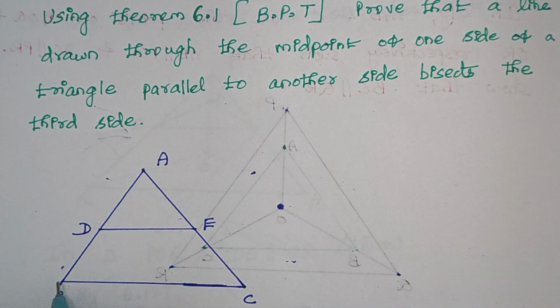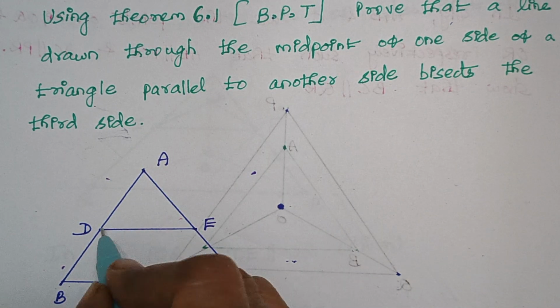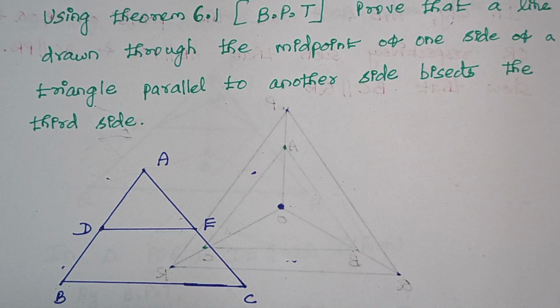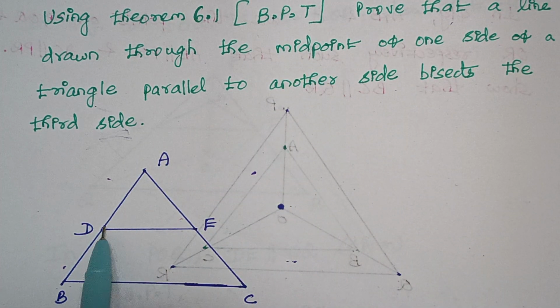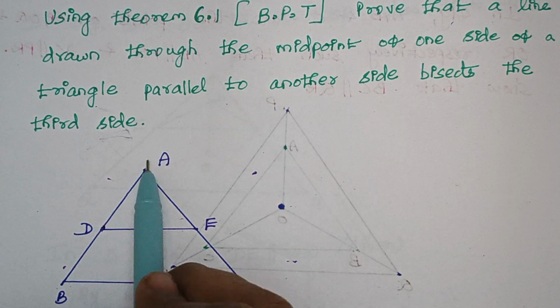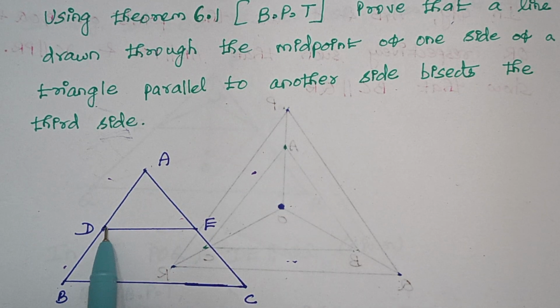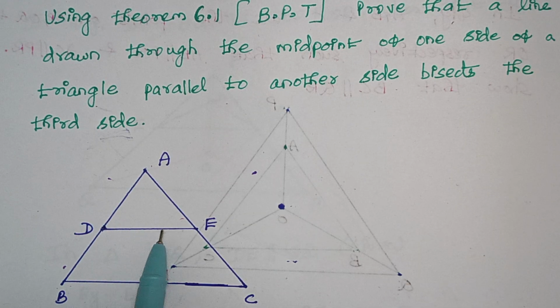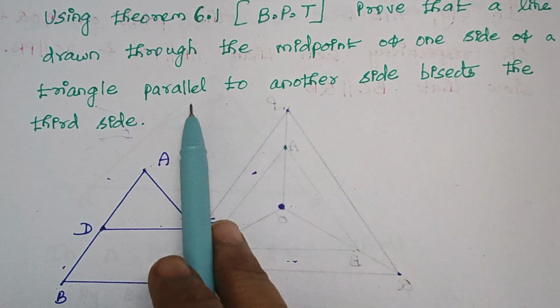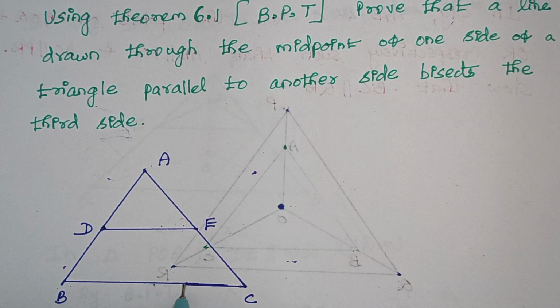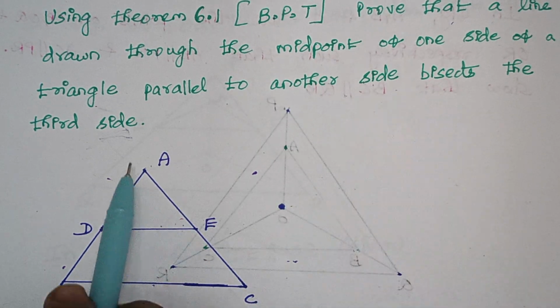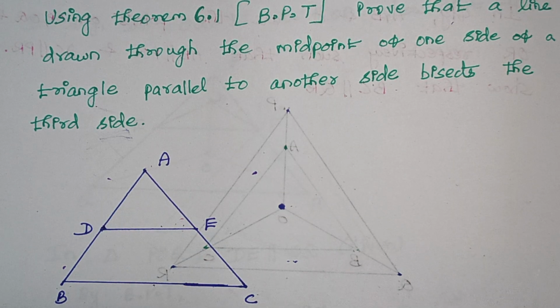Let the triangle be ABC and D is the midpoint of AB. Now a line drawn through the midpoint, this is the line which is drawn through the midpoint of one side of the triangle. And this line is parallel to another side. So this line is parallel to this side of the triangle and this bisects the third side. So this is my third side.